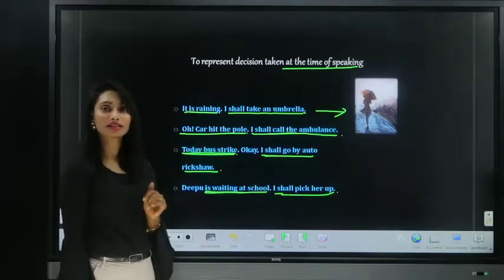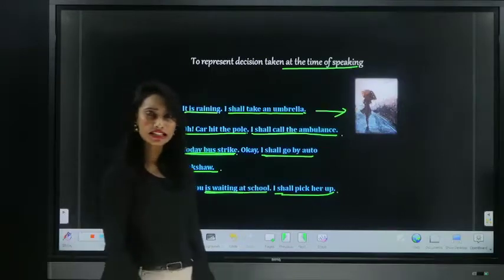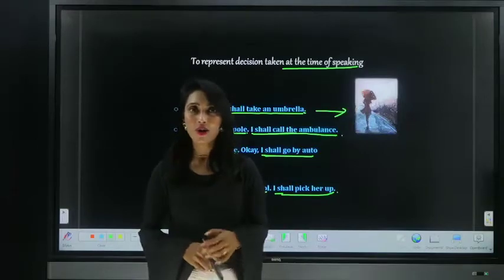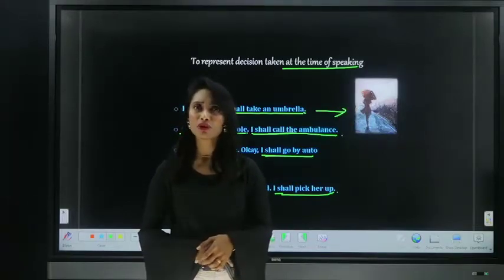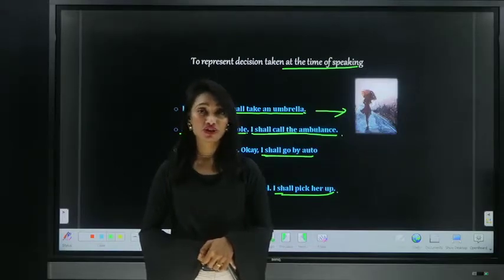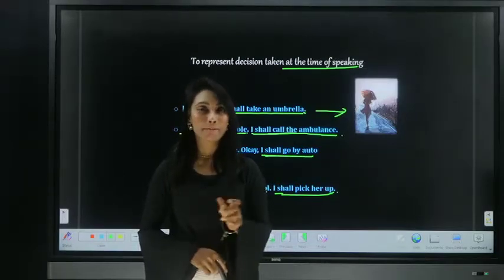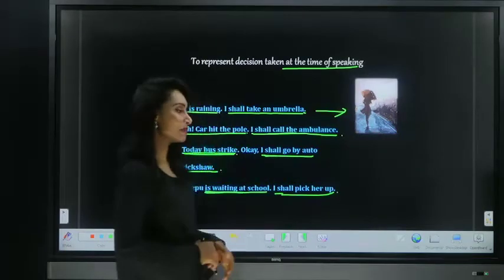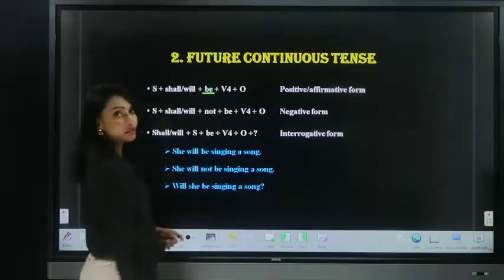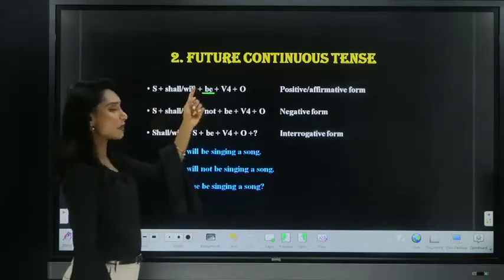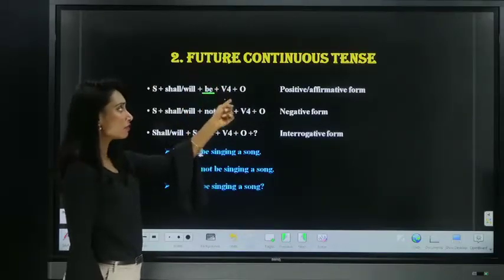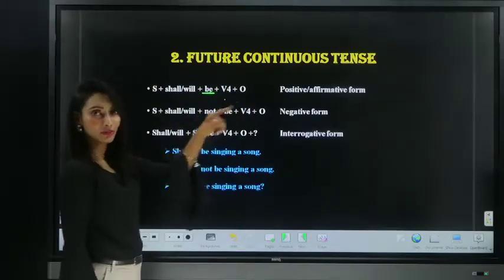But what is the B form here? For present continuous, the B forms are is, am, are. And for past continuous, they are was, were. And what about future continuous? The B form for future continuous is be. That means after will or shall, what we are going to place is be. So subject plus will or shall plus be plus V4 plus object. As it is continuous, main verb should be in V4. It is positive form.